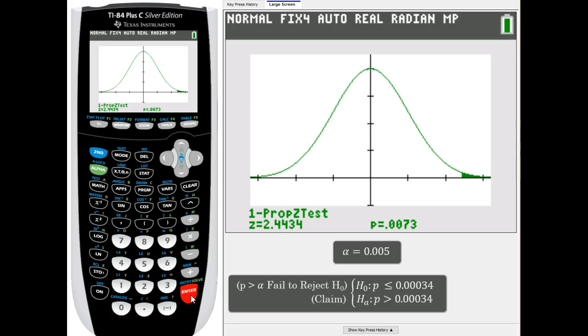So we have to make meaning with this number. It's not enough to get the number. We have to translate that number into a result and a conclusion. So the conclusion would be there is not enough evidence to support the claim that cell phone users develop brain cancer at a greater rate than non-cell phone users.